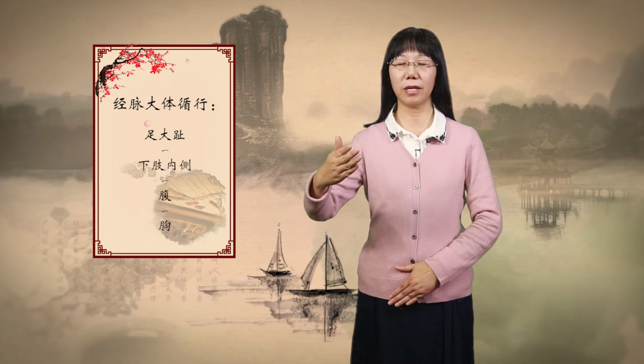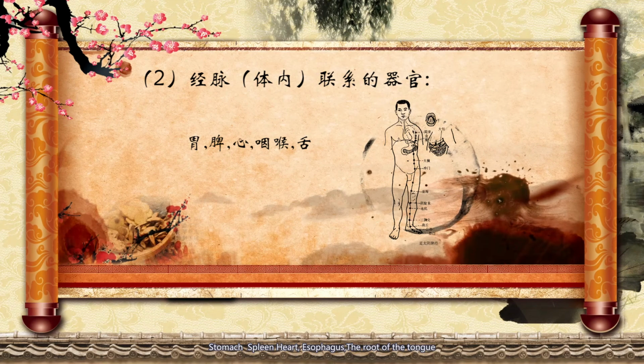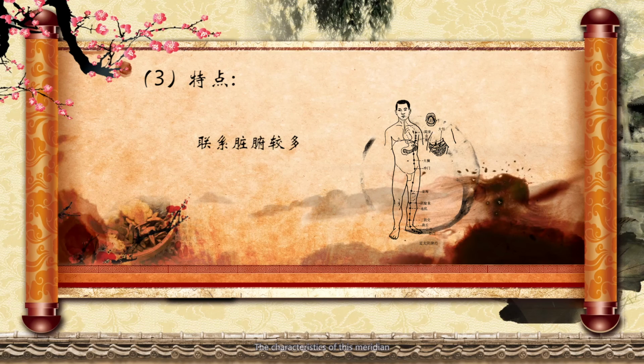The first point is the general circulation of the meridian: big toe of foot, medial lower limb, abdomen, chest. The second point is the visceral organs and important parts it contacts: stomach, spleen, heart, esophagus, the root of the tongue. The characteristics of this meridian: it contacts a lot of Zangfu organs, relatively speaking.